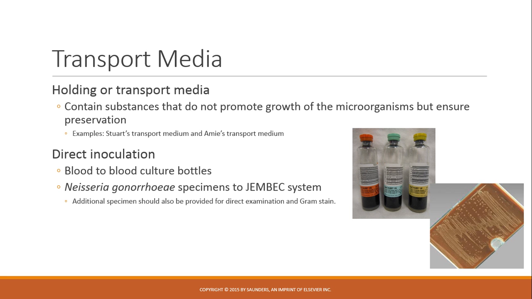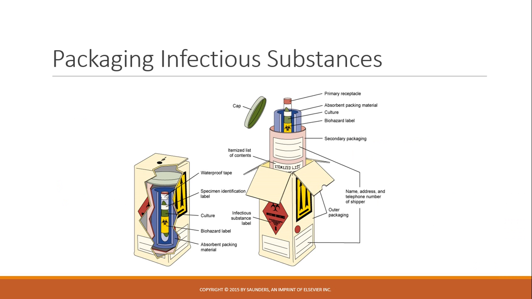And then this is an example of blood cultures that you would collect. If they suspect bacteria is in the blood, we've got an aerobic culture, we've got an anaerobic culture, and a pediatric vial where you can collect smaller amounts of blood.